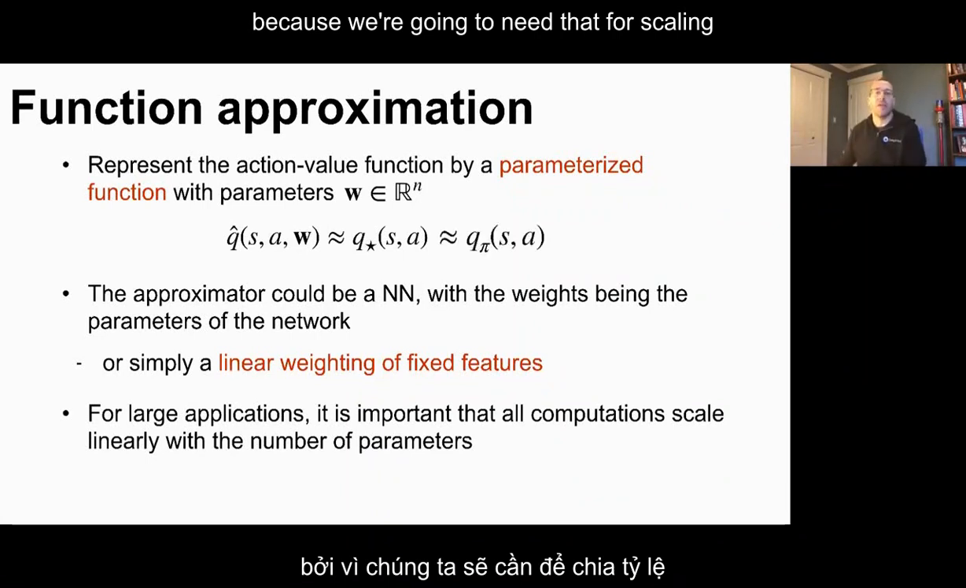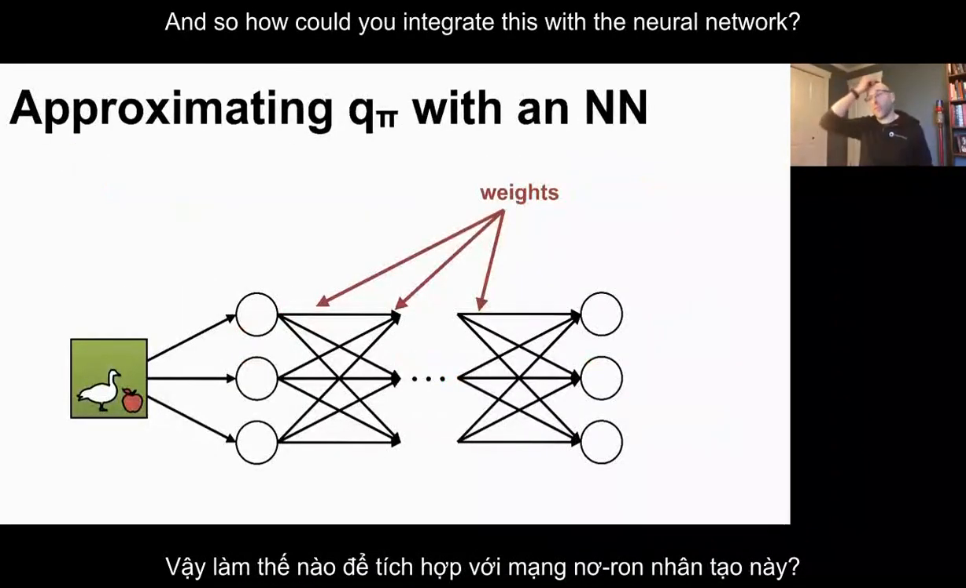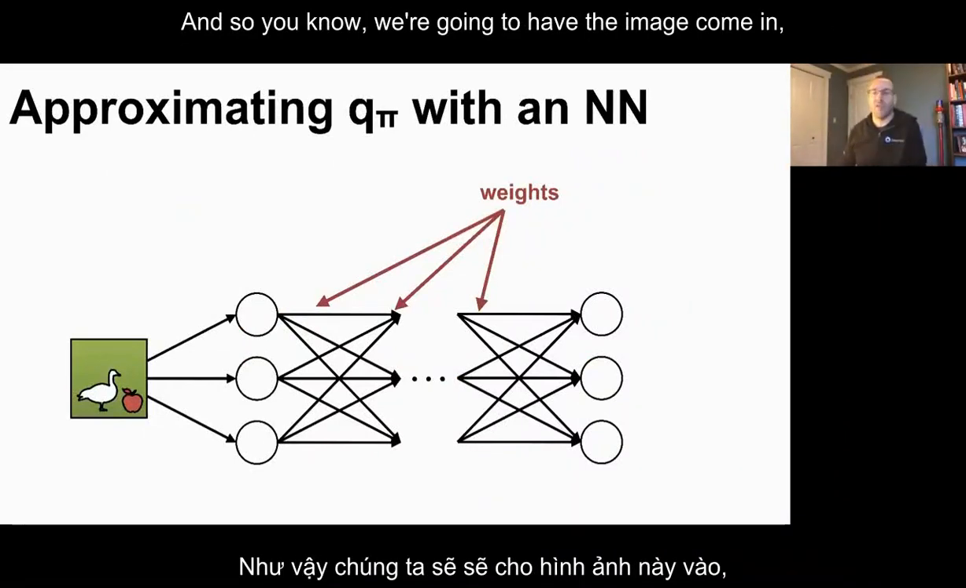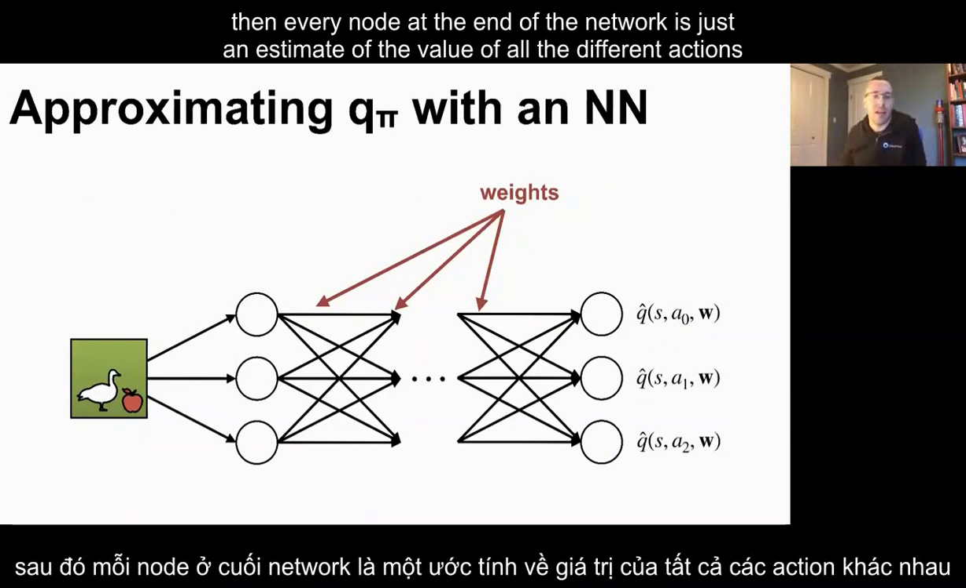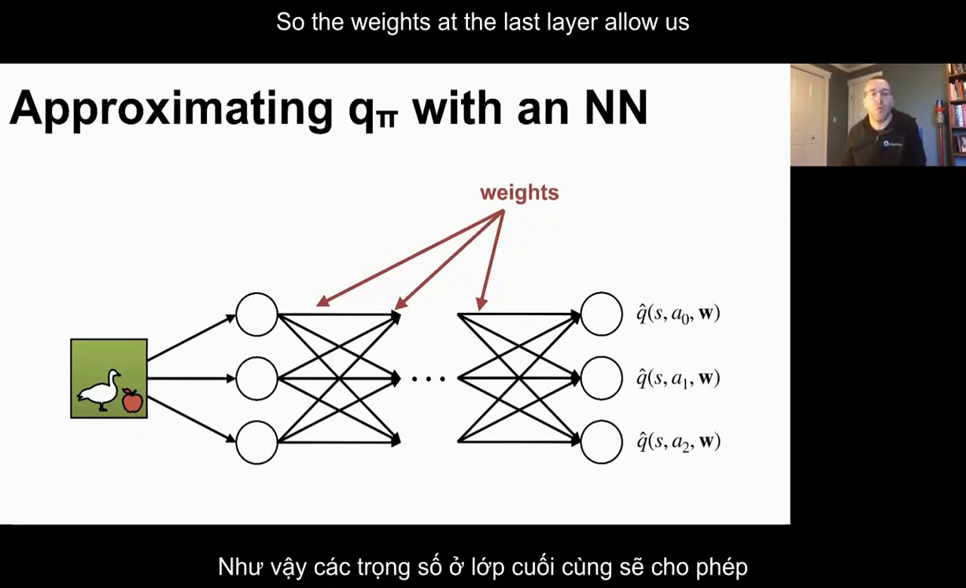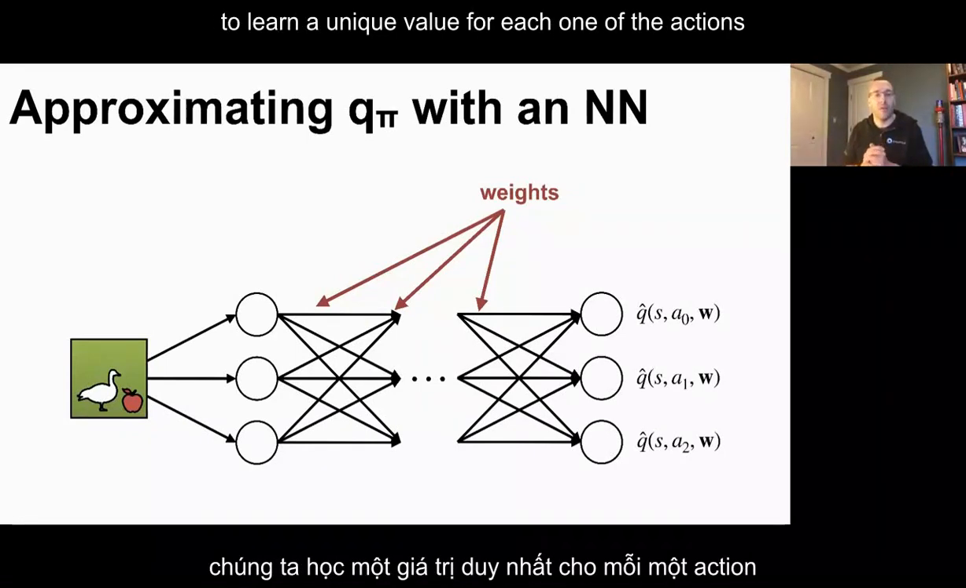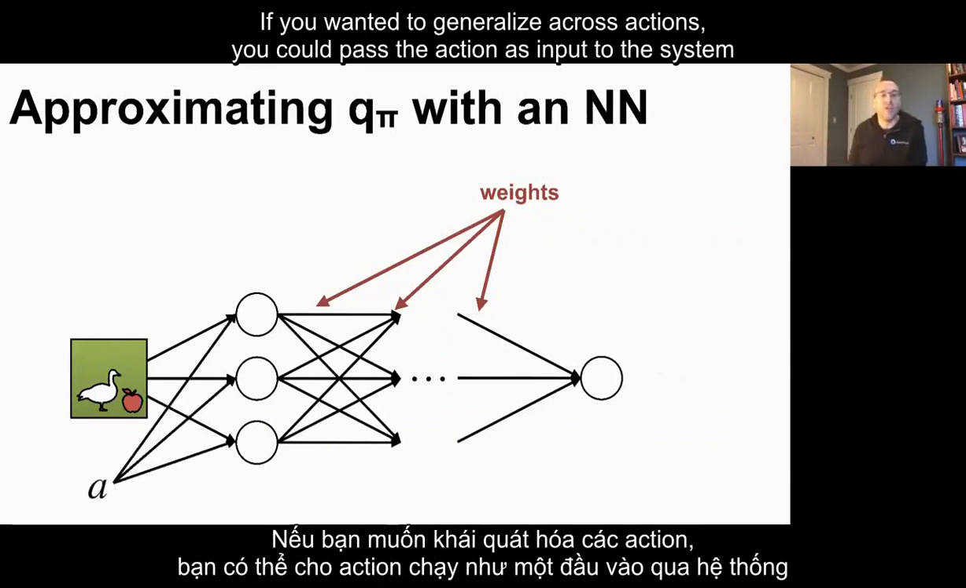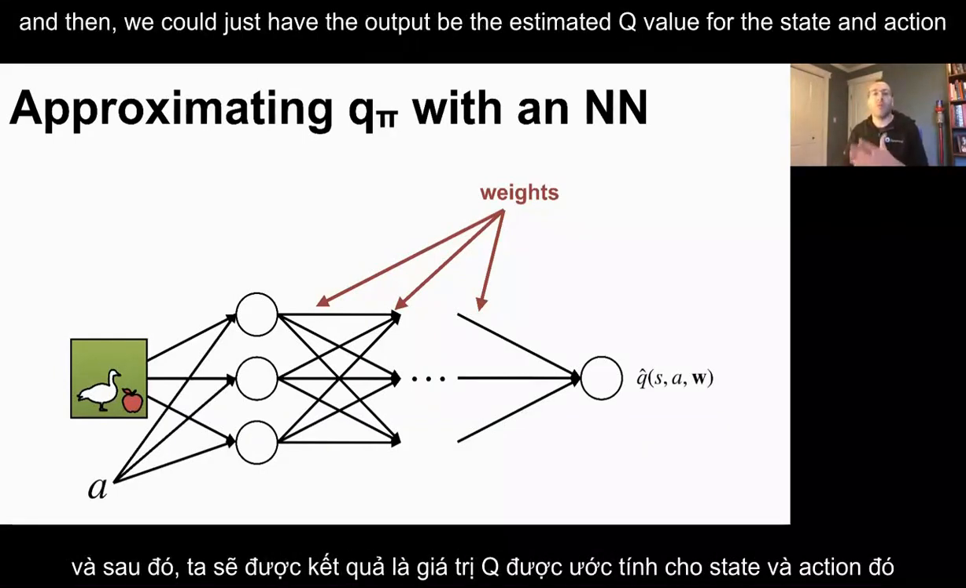And so how could you integrate this with a neural network? Well, we have our input image here, maybe of the duck. The image comes in, it passes to the network, and then every node at the end of the network is just an estimate of the value of each of the different actions. So the weights at the last layer allow us to learn a unique value for each one of the actions. But you could also do it another way. If you wanted to generalize across actions, you could pass the action as input to the system, and then the output would be the estimated Q value for the state and action.